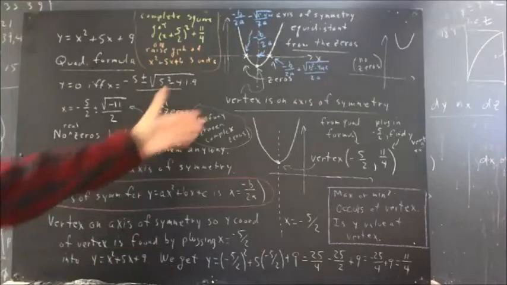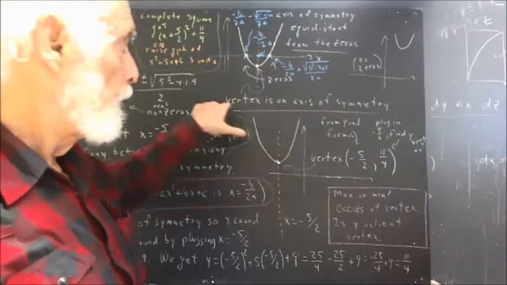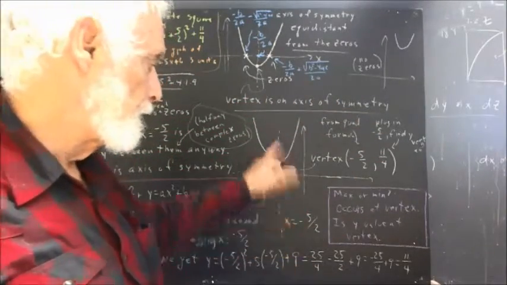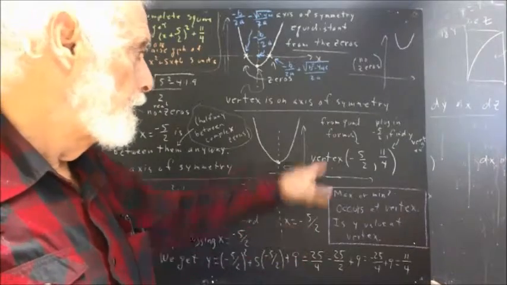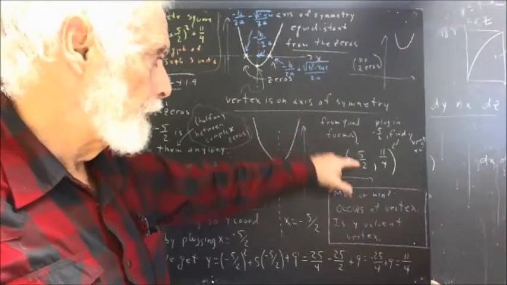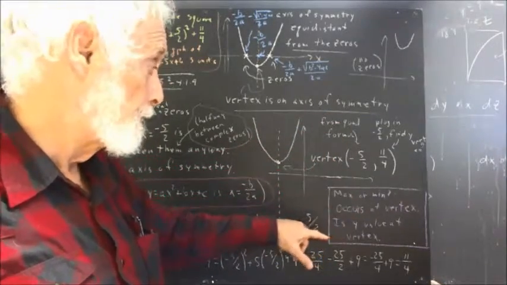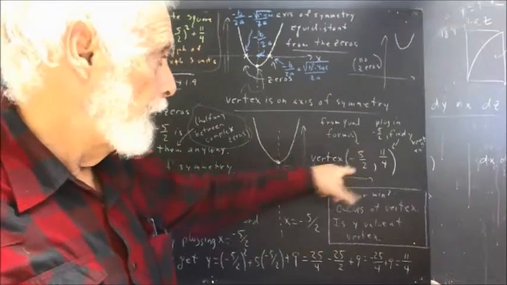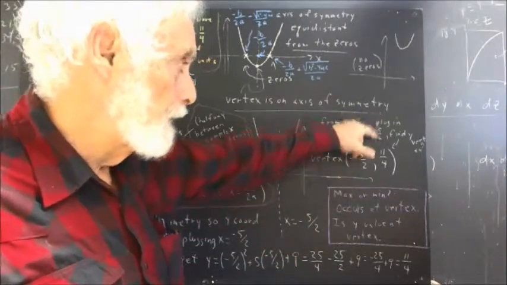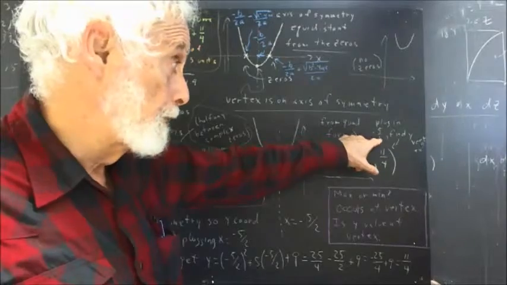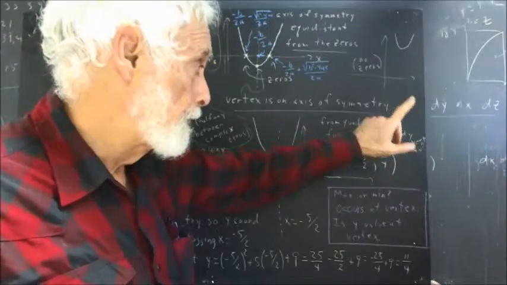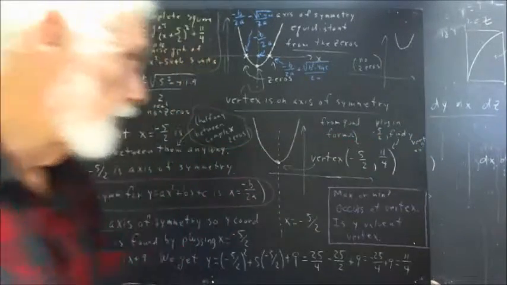Okay, so again, this picture summarizes that the vertex is on the axis of symmetry, which we found from the quadratic formula. We find the axis of symmetry, and then we plug that negative 5/2, the x-coordinate of our axis of symmetry, into the function, and we find the y-coordinate of our vertex.